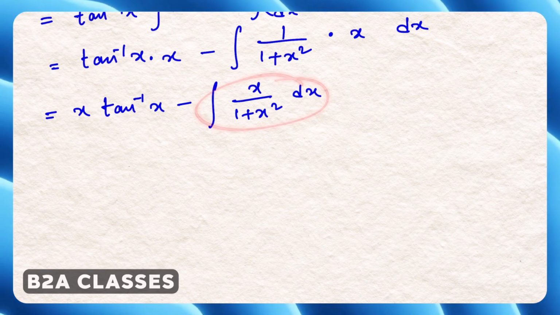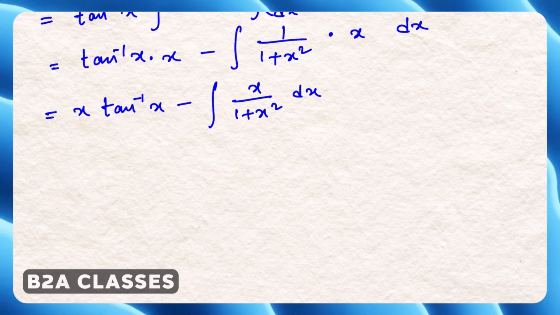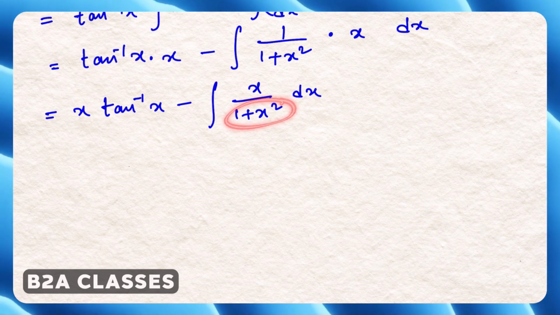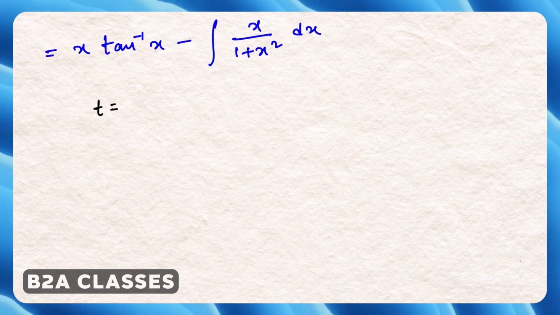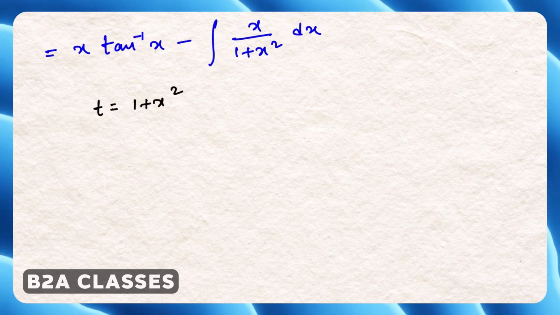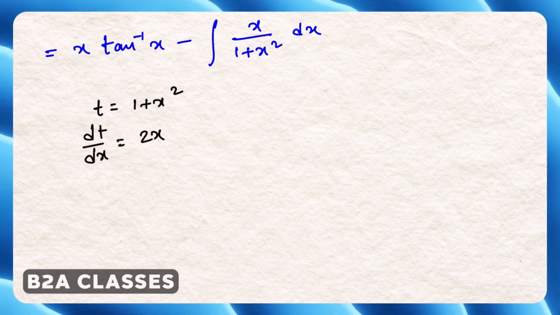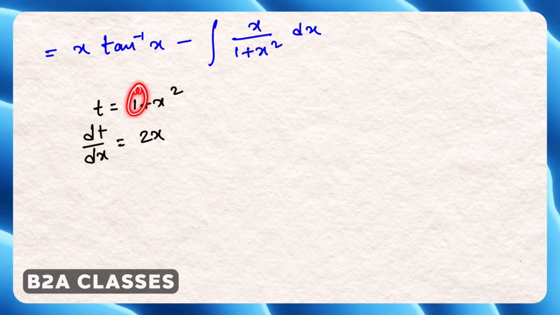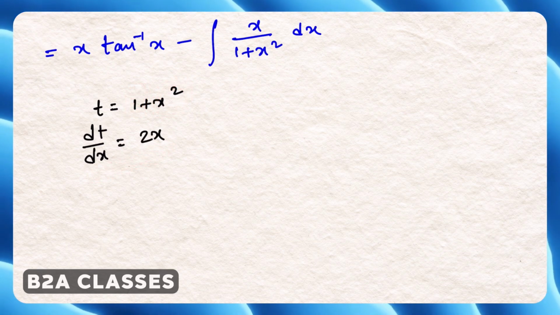Now we have to solve this integral, and to solve this integral we will use the substitution method. For that we will assume this 1 plus x square as t. So let's say t is equal to 1 plus x square, and derivative of t with respect to x will be 2x, क्योंकि derivative of constant is 0 and derivative of x square is 2x. So dt by dx is 2x.